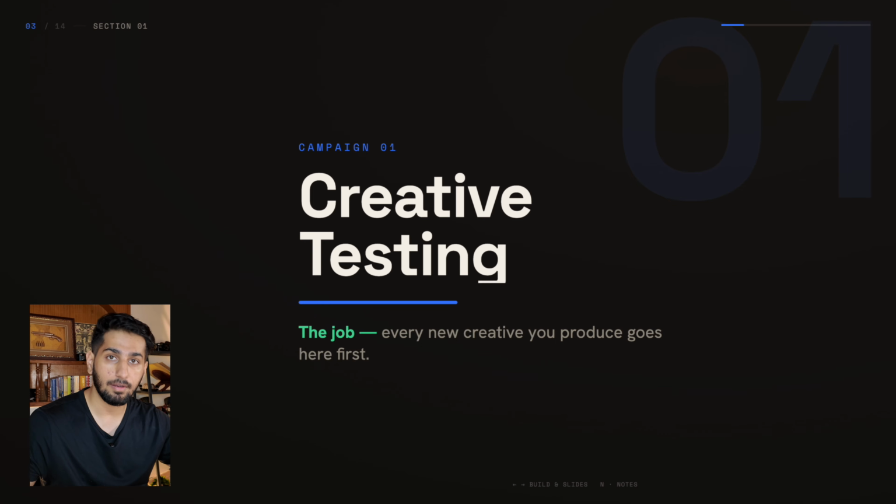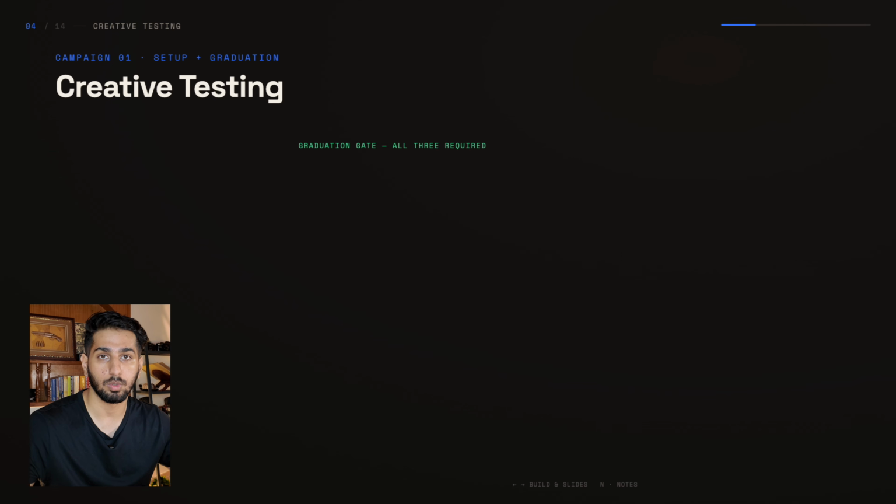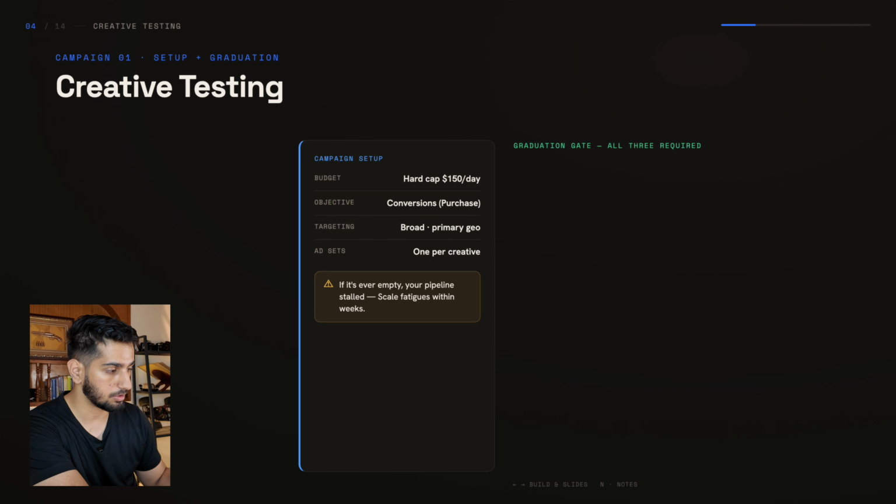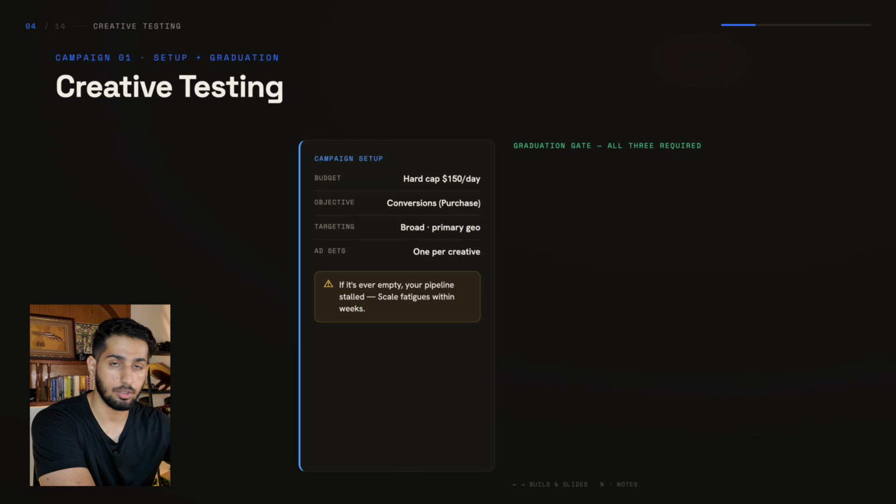Again, this is where every new creative you produce will go. This is where we start testing new creative. So the campaign structure is going to be very simple, very straightforward. The campaign name, how we do our naming is we're going to have the product name, CBO, and then creative testing. Very simple, very straightforward, keeps things easy.